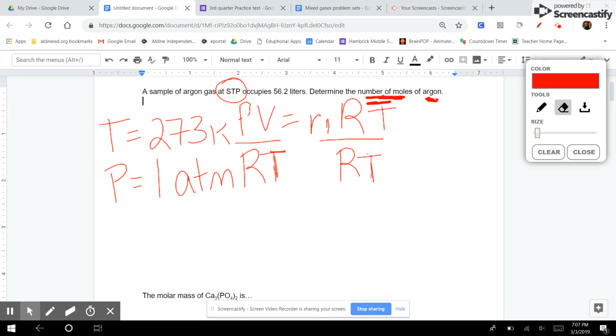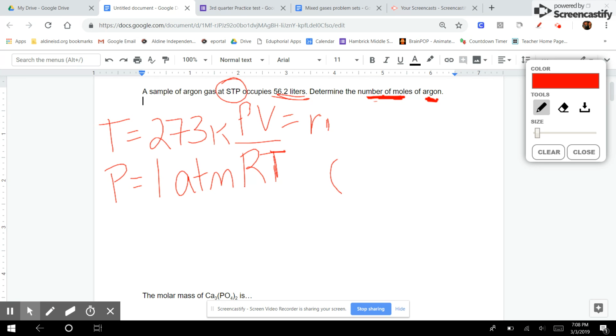Okay, I'm just going to clean this up. So it's PV divided by RT equals n. Step 2 is I look to see if there are any conversions, and there are none, because I'm given volume in liters, and that's the unit we want. And STP is in our units of Kelvin and atmospheres. So I'm actually already ready to plug it in.